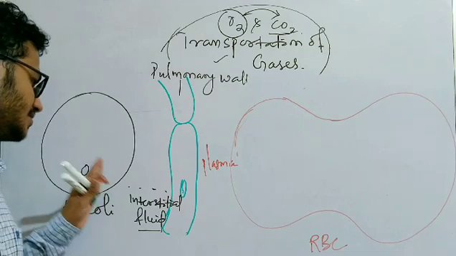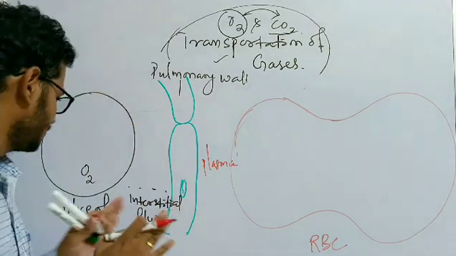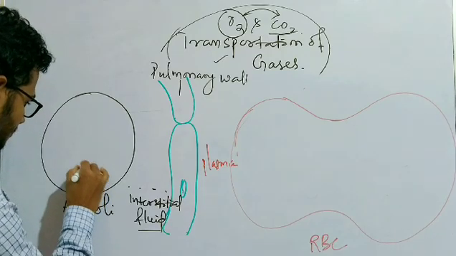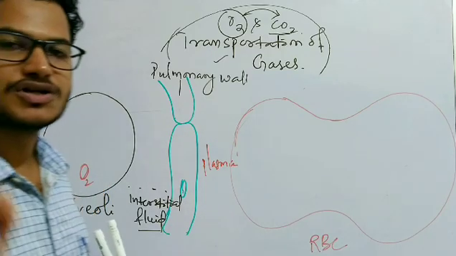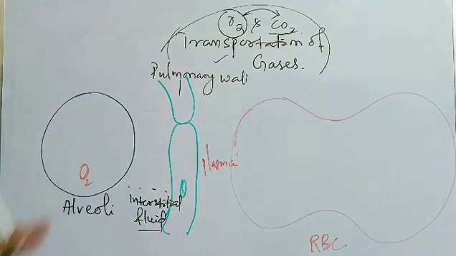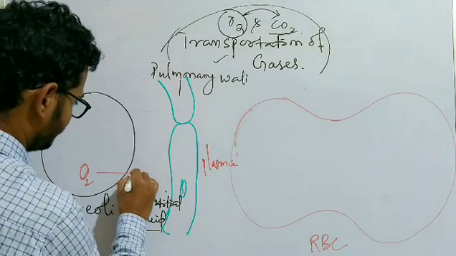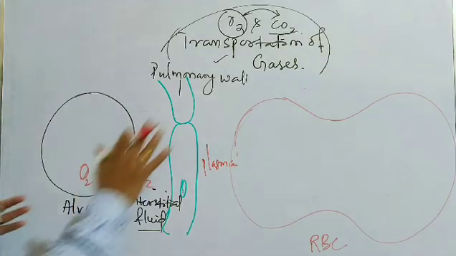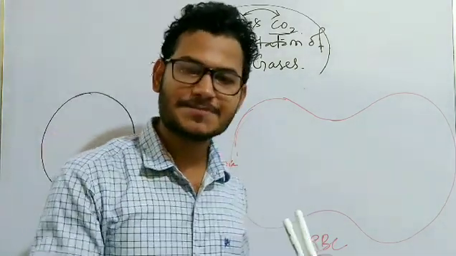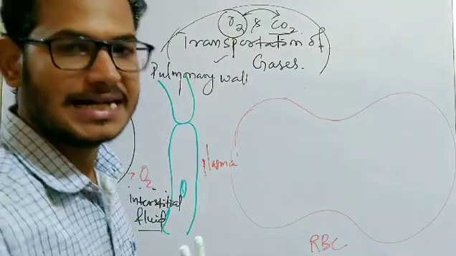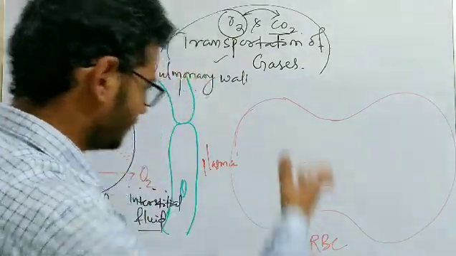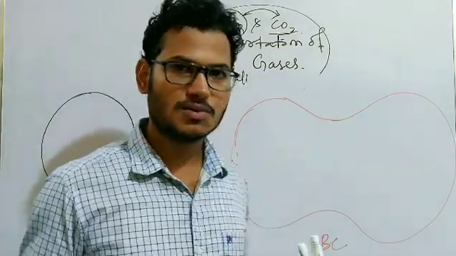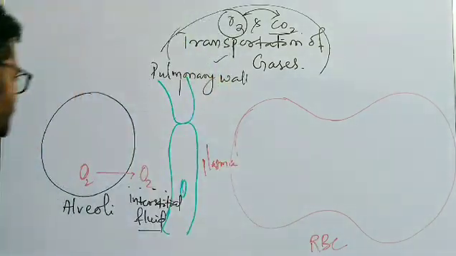Okay, so oxygen is rich in the alveoli. Let me write it in red marker so that we can know the difference between the oxygen and carbon dioxide. The oxygen from alveoli diffuses into the RBC because blood becomes purified, or blood takes oxygen and becomes oxygenated at the lungs, which we call the external respiration.